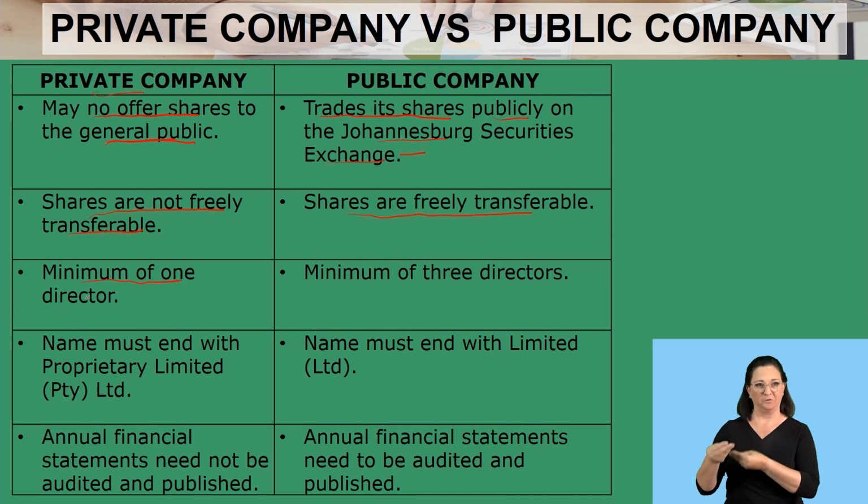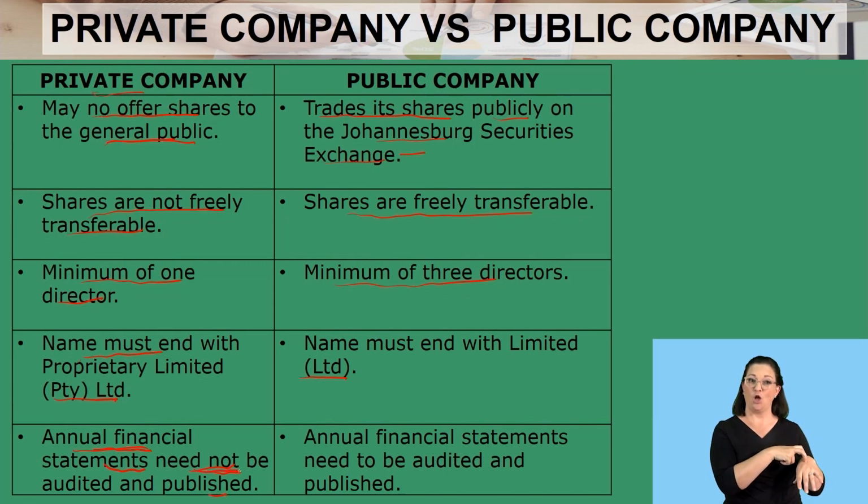And then a minimum of 1 director is required for a private company, but a minimum of 3 directors are required for a public company. The name must end with Pty Ltd for a private company, but the name must end with Ltd for a public company. And then annual financial statements of a public company need to be audited and published. But with the private company, annual financial statements, meaning your income statement and balance sheets, will not need to be audited and published.